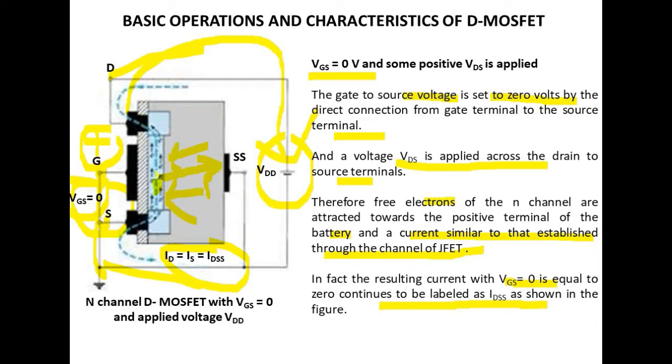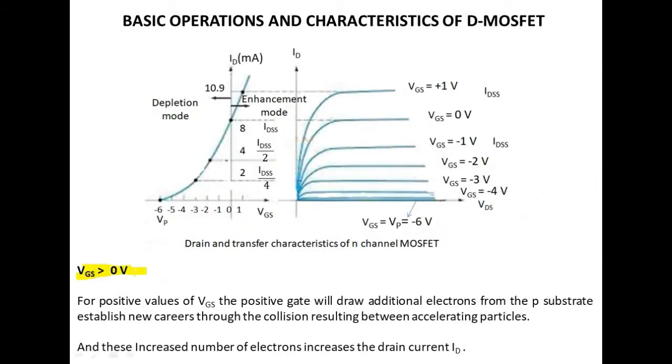The result is that recombination is decreasing and the number of electrons is increasing in the channel. It means that on applying the positive voltage, the number of free electrons is increasing in the channel. So we say that ID will increase. So here we see that on applying positive VGS, here we applied VGS equals plus 1 volt, as we have just discussed, the number of free electrons will be increasing. So here we notice that current is increased.